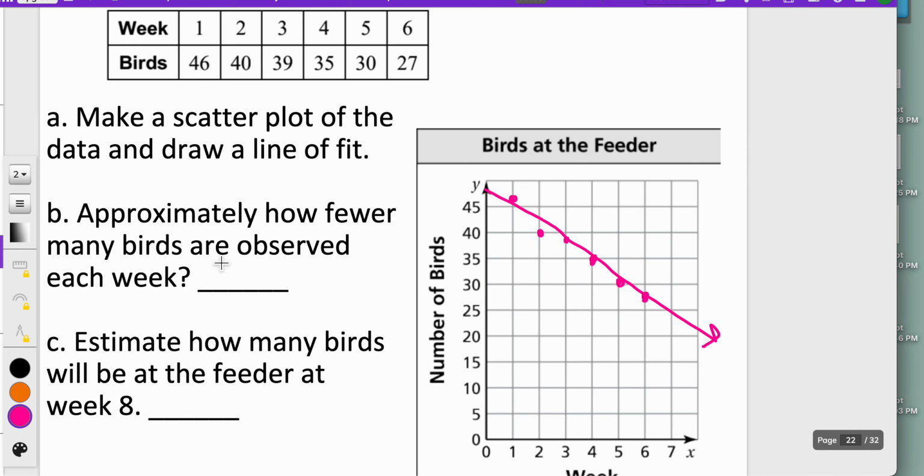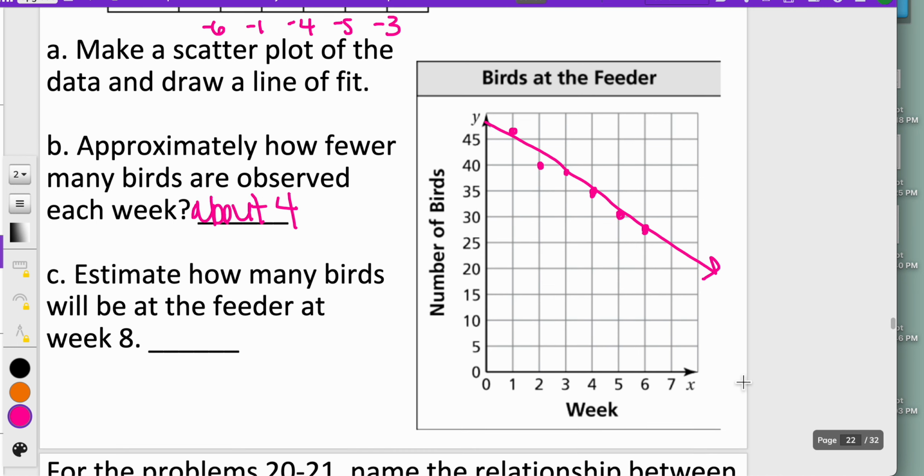Approximately how many fewer birds are observed each week? So here I'm going down by 6, then 1, 4, 5, and then 3. So I'm just looking for maybe a common theme. Maybe I add these together and find the average of 6 and 1 and 4 and 5 and 3, and then divide by 5. We'll say there's about 4. So I just found the average of the decrease.